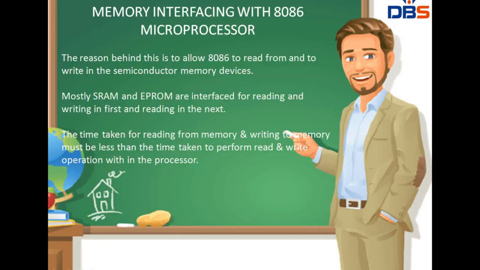Coming to the memory interfacing with the 8086 microprocessor, what is the meaning of interfacing? Interfacing is nothing but connecting with other devices in order to execute a particular task. Here we are connecting semiconductor devices to a microprocessor. The reason behind this is to allow the 8086 to read from and write to the semiconductor memory devices, so we are accessing or transmitting the data through the 8086 microprocessor.